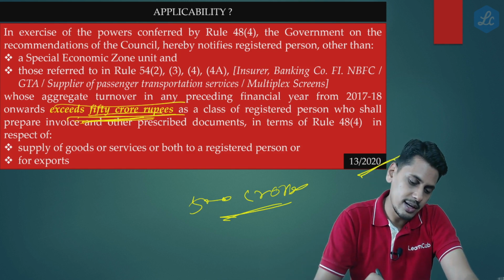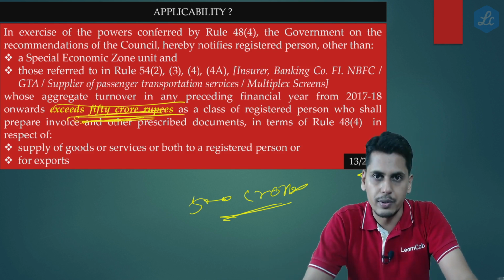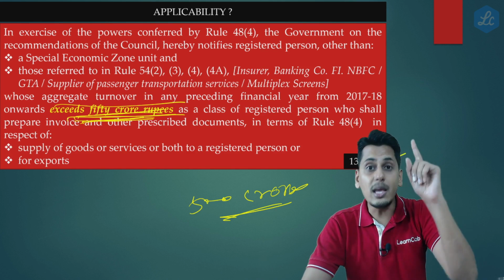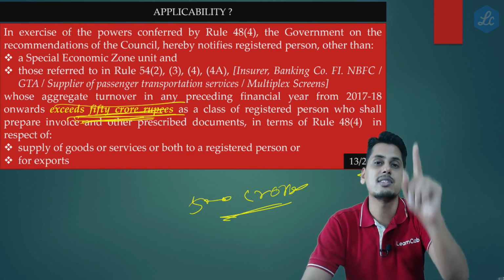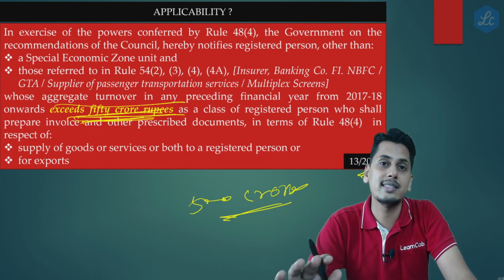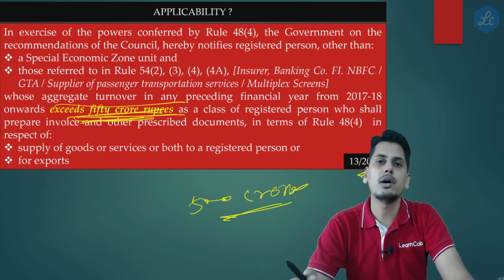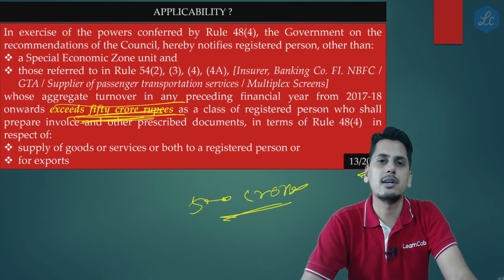Currently friends, the threshold is kept at 50 crore rupees. If the aggregate turnover in any preceding financial year from financial year 2017-18 onwards has exceeded 50 crore rupees, e-invoicing provisions are applicable for those registered persons.